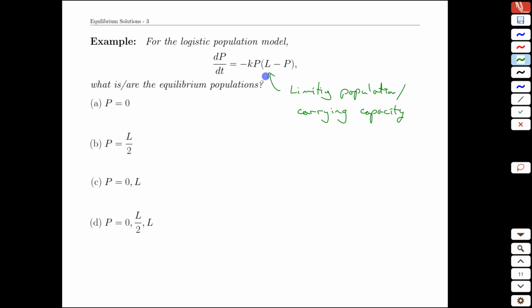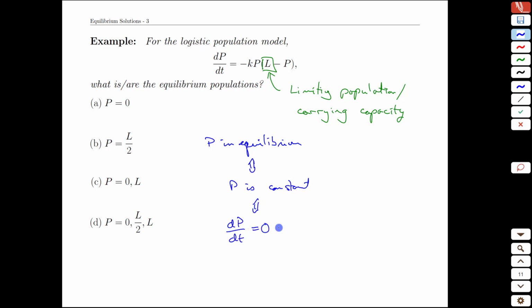So take a look at this differential equation, pause the video again, and consider which population levels P would represent an equilibrium population for this model. All right, then. Same process. If we're looking for P in equilibrium, then what we're talking about is P is constant, and that translates to dP/dt equals 0. So 0 equals negative k times P times (L minus P).